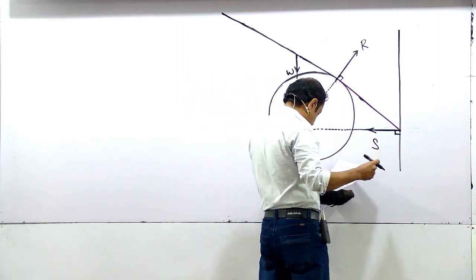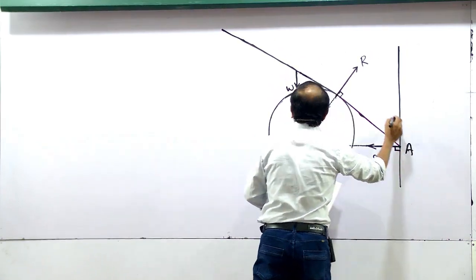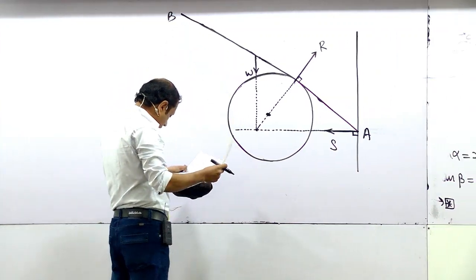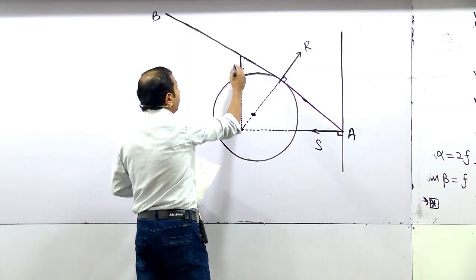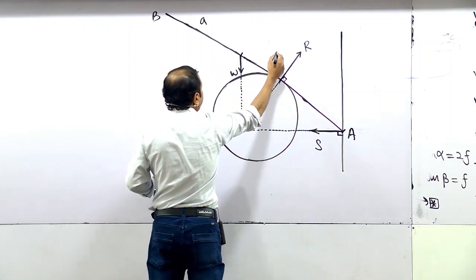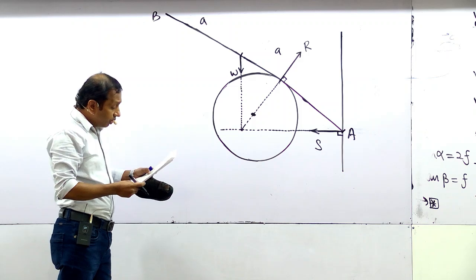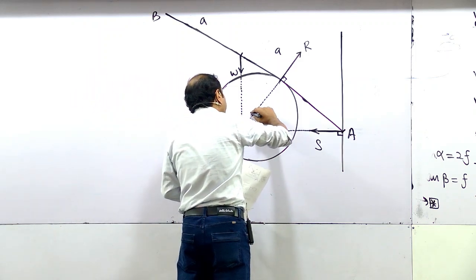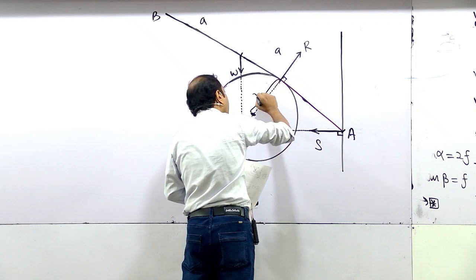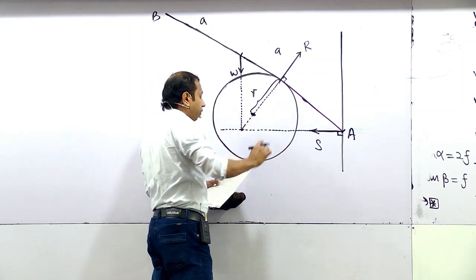Here, AB rod. Here A, this end is B. The length is given as 2a. From here to here, a and a. Next, the given radius is r. This is r.